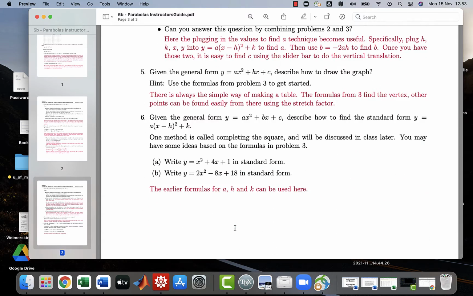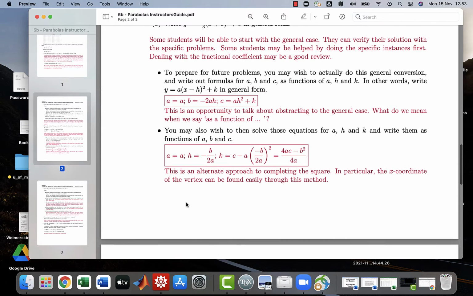How do you get from ABC to AHK? Here are the formulas, explain them. How do you get from AHK to ABC? You expand, equate the coefficients. So that's the algebraic thing that they should discover through this activity. Connect ABC to AHK, connect AHK to ABC.